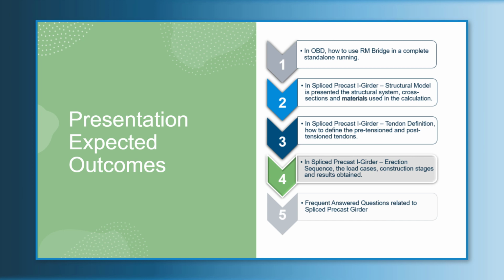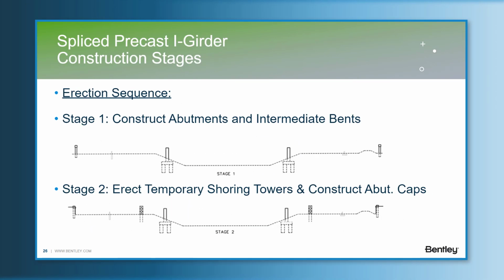So part 4. In Spliced Precast Girder erection sequence. The erection sequence starts with these first two construction stages corresponding to the abutments and bents construction and the installation of the temporary shoring towers. These stages can be included in the analysis as well, since the model is prepared for it.